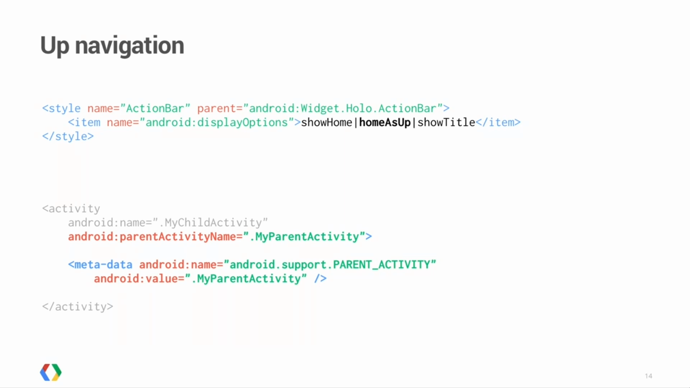Now, as of Android 4.1, Jelly Bean, the system will automatically handle up presses for you. You simply give a parent activity name for each of your activities, and the system will take care of taking you to the right place when you press up. For earlier versions of the platform, you can use this metadata element to supply that same value.